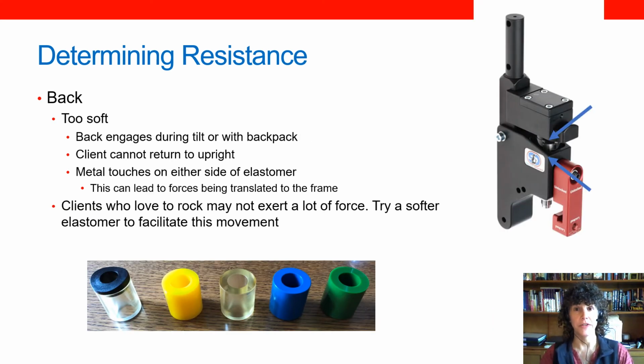How can we tell if it's too soft? Well, if the back engages, if it starts moving posteriorly when the client is placed into a tilt, or if a backpack is placed on the back canes, then we know we need a little more resistance to keep that from happening. We only want it to move under client forces.